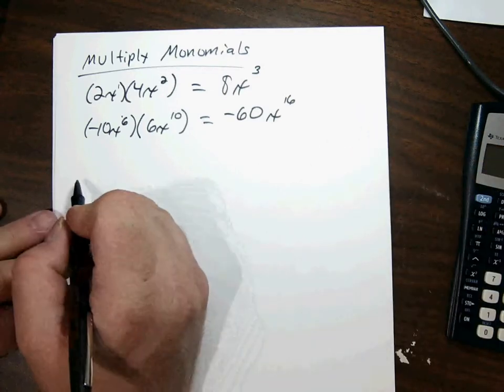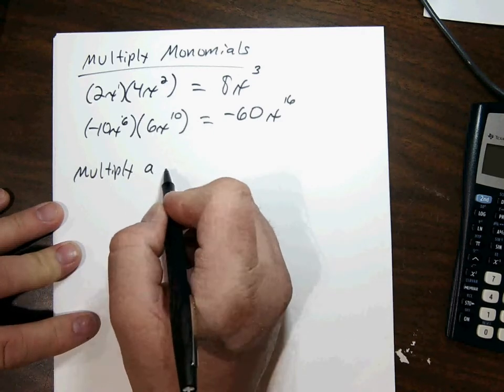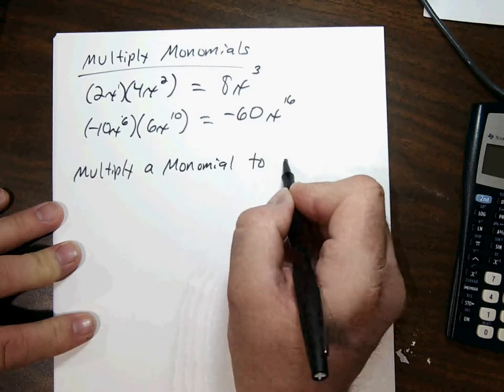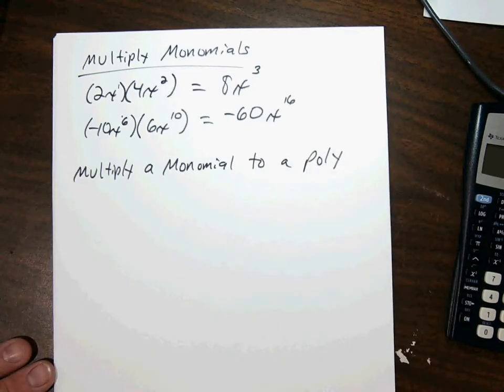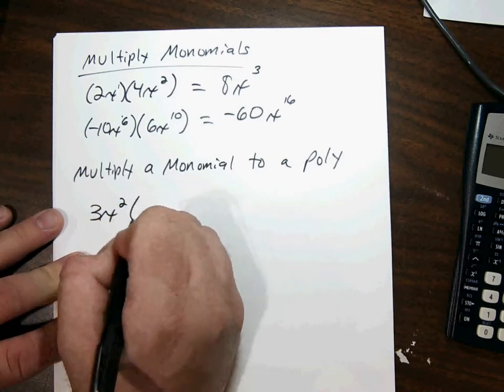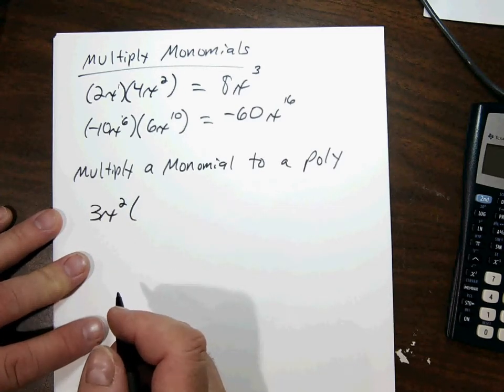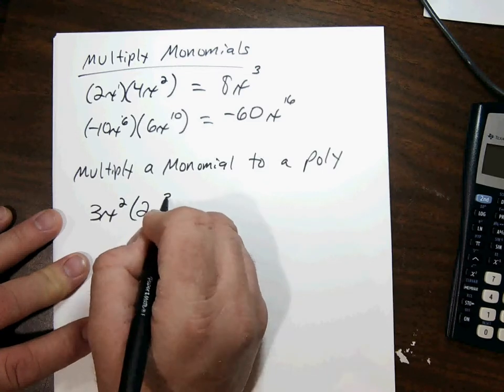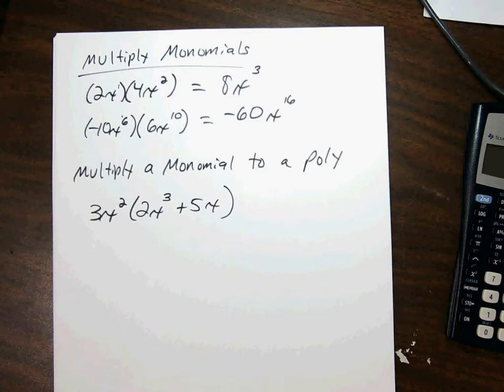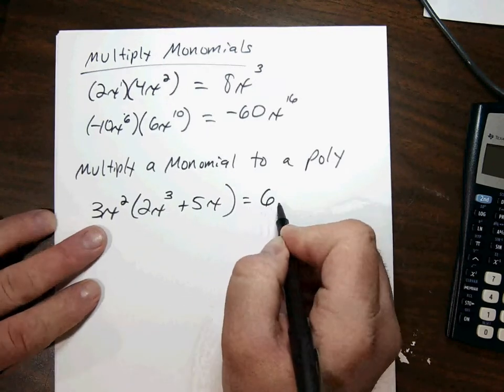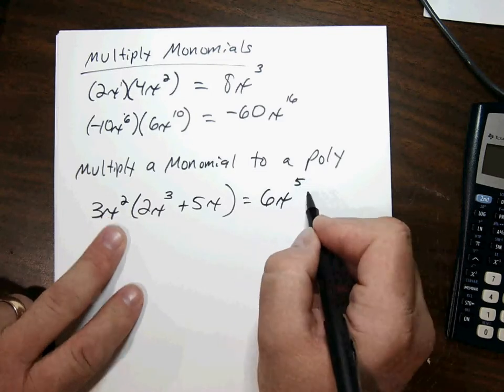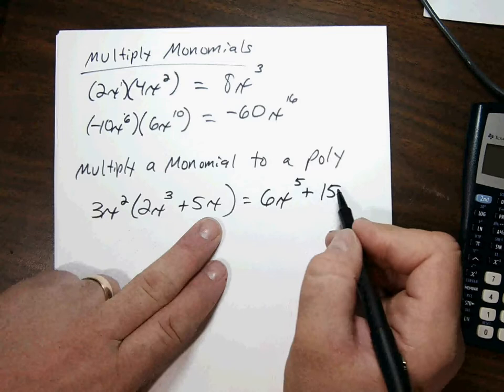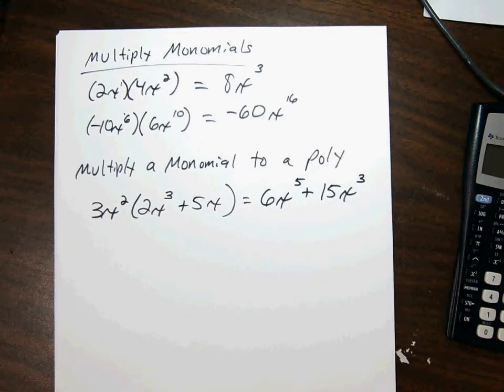Multiplying monomials. How about multiplying a monomial to a polynomial? So in other words, I've got 3x squared, there's my monomial, but I'm going to multiply it to a polynomial. I'm going to have more than one thing there. So maybe like 2x cubed plus 5x in here. Okay, well, we've seen very similar structure to that before. That's the distributive property, right? I'm going to take that 3x squared and just multiply it across. So 3 times 2 is going to give me 6x to the, add them, 5th power, plus 3 times 5 is 15x to the 3rd power. That's all. That's pretty easy. All right, all good there.